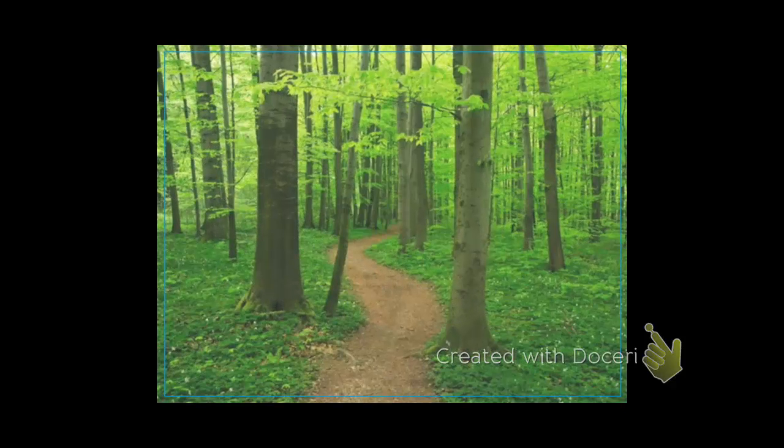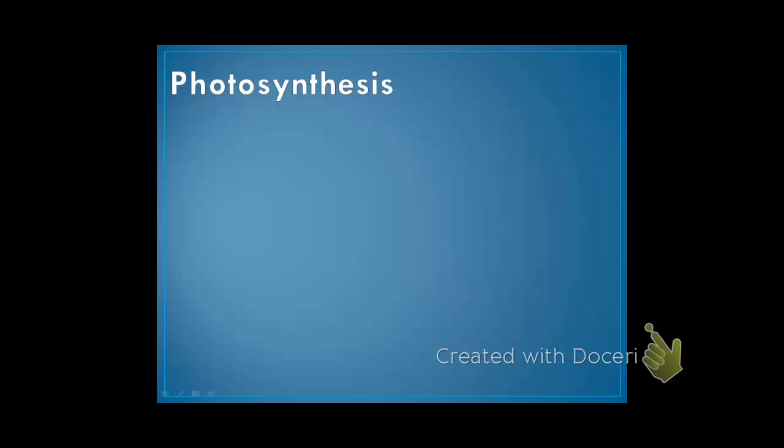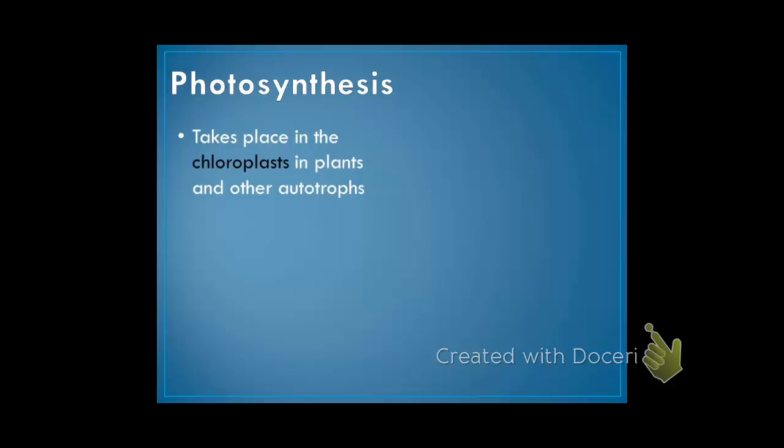Okay, let's focus on photosynthesis. Taking a look, photosynthesis takes place where? Chloroplast. You need to know that name. You need to know what it is and what it looks like. It says it takes place in the chloroplast in plants and other autotrophs.